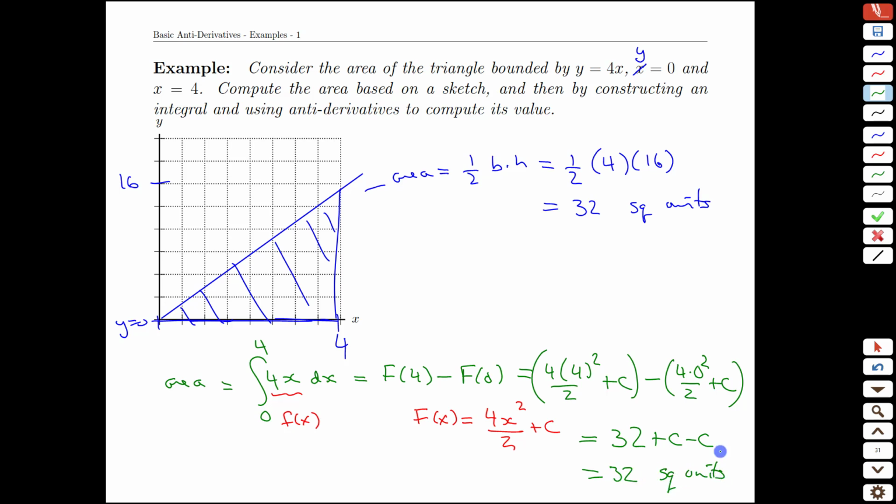Definitely not a proof that the fundamental theorem of calculus is true, but certainly a confirmation that on this simple example, we get the same value through two different methods. So that makes us happy.